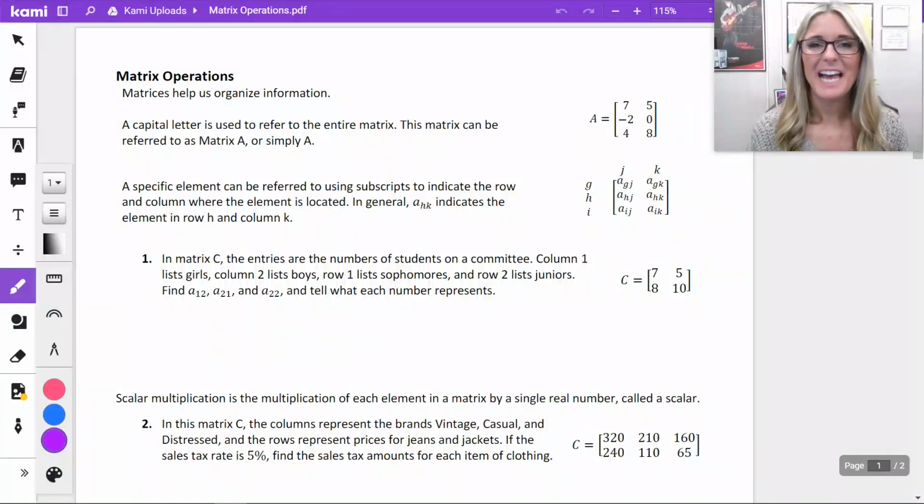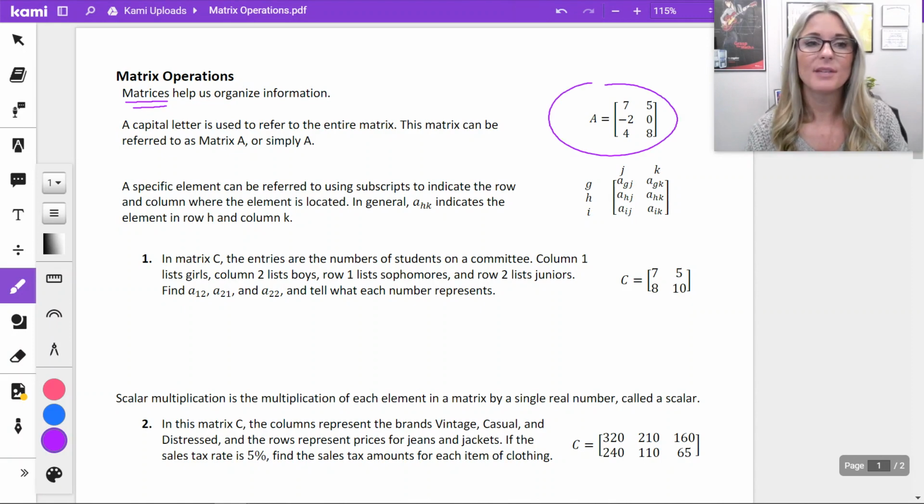Today, we're going to start looking at matrix operations, or working with matrices. Matrices are just a way to help us organize information. A capital letter is used to refer to an entire matrix. The matrix shown to the right over here can be referred to as matrix A or just simply A.